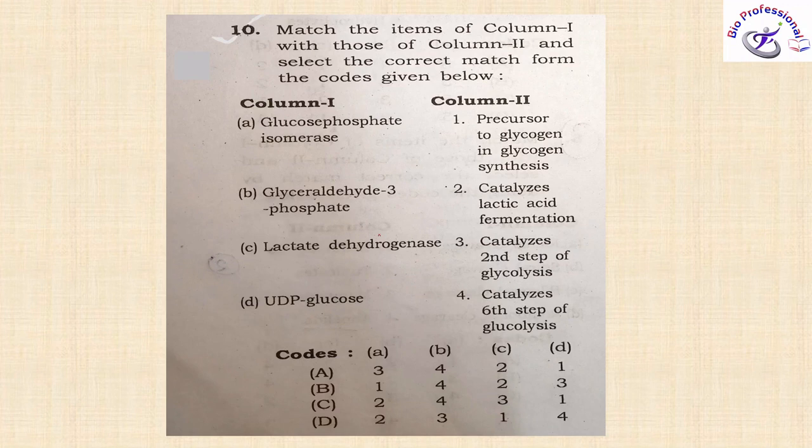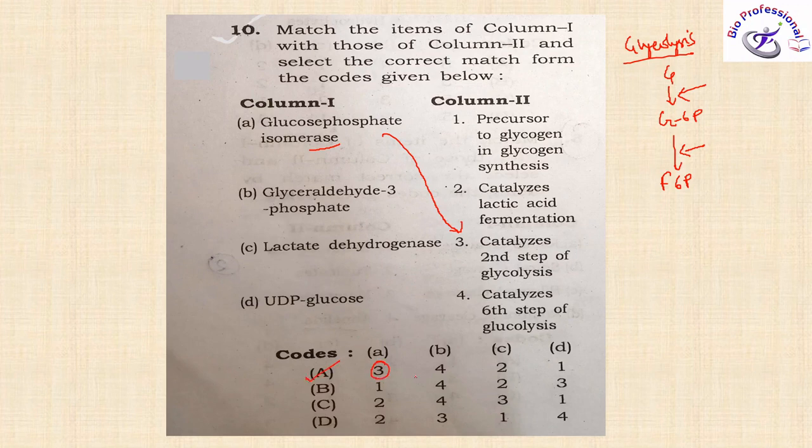So in this question, these are the names of compounds and where they are found. Glucose phosphate isomerase is an enzyme. If you consider the pathway of glycolysis, the first step in glycolysis is glucose to glucose 6 phosphate, and then glucose 6 phosphate to fructose 6 phosphate. Glucose to glucose 6 phosphate is mediated by the enzyme hexokinase, and glucose 6 phosphate to fructose 6 phosphate is catalyzed by glucose 6 phosphate isomerase. So this option will be correct, it catalyzes the second step of glycolysis. So A is 3, and it will be only one option, that is A.